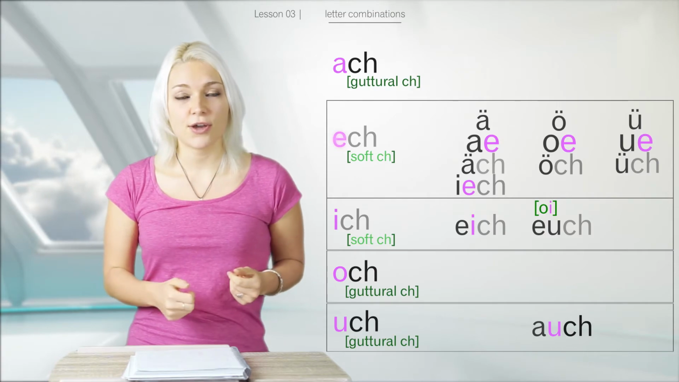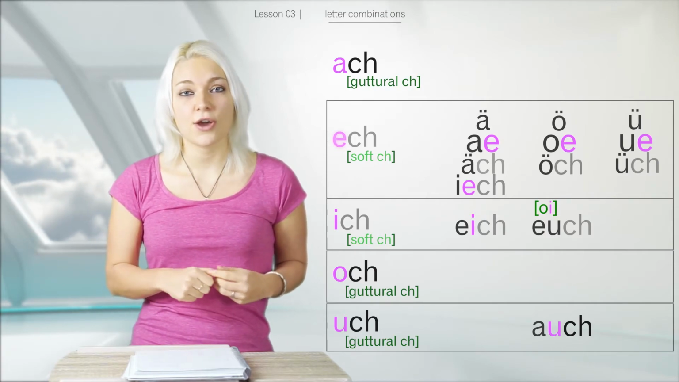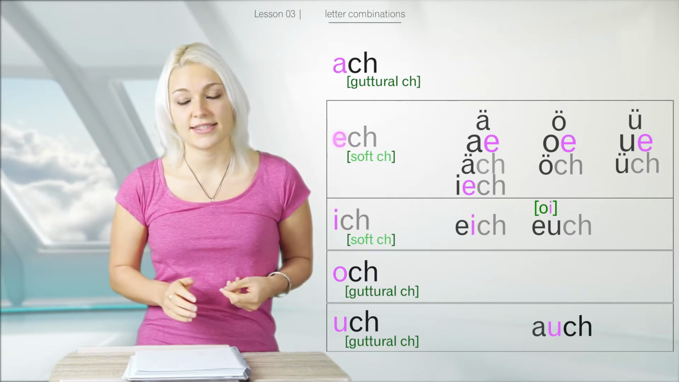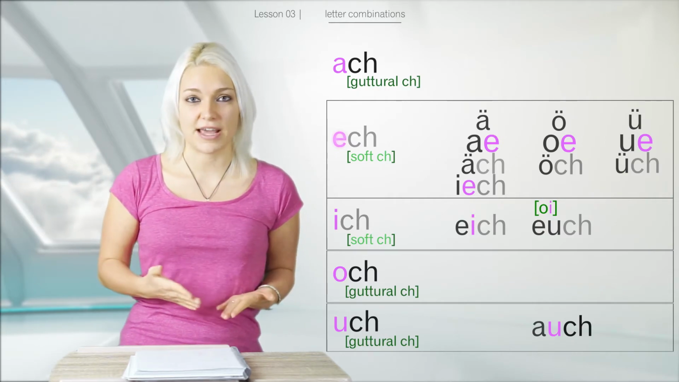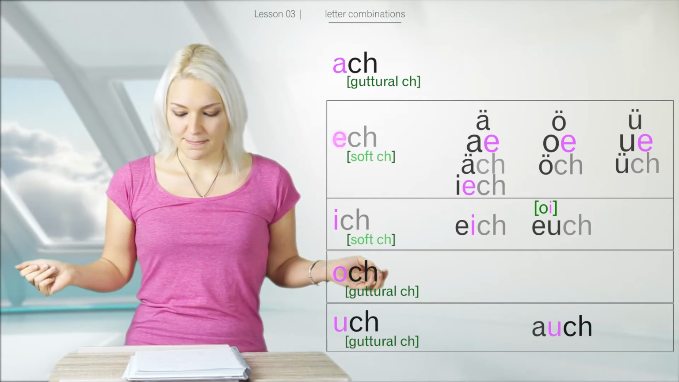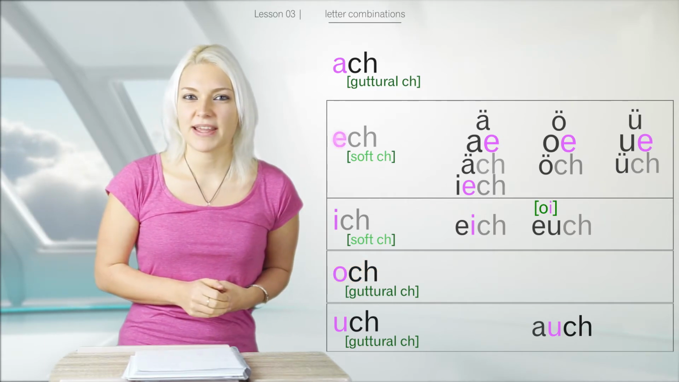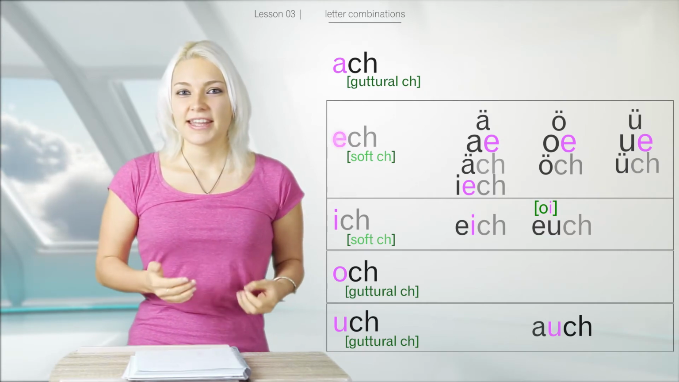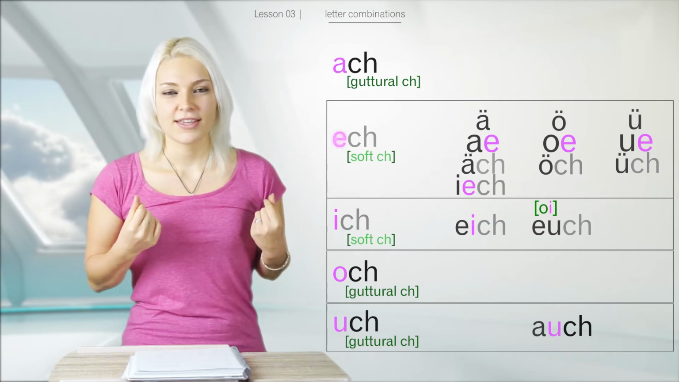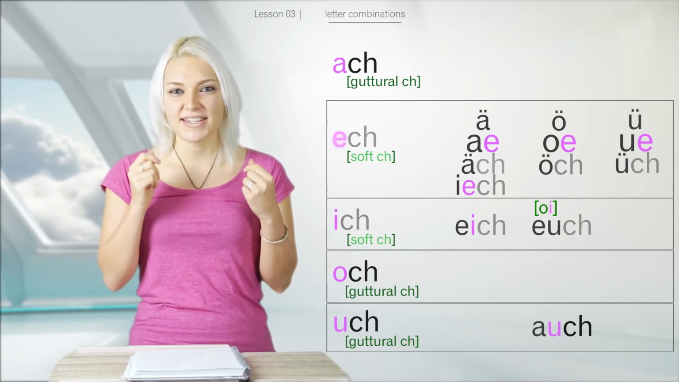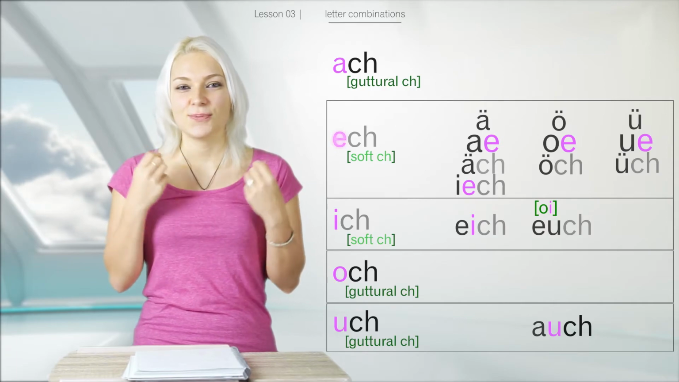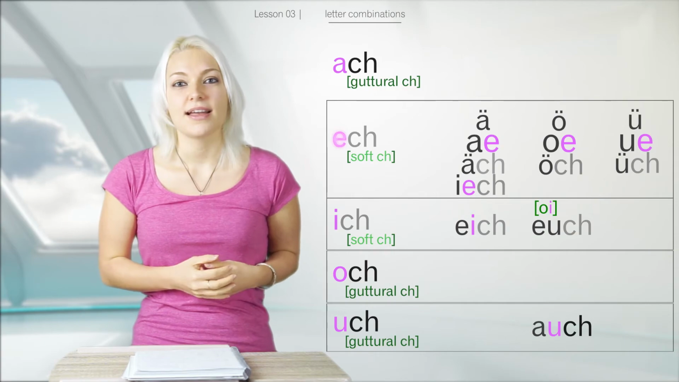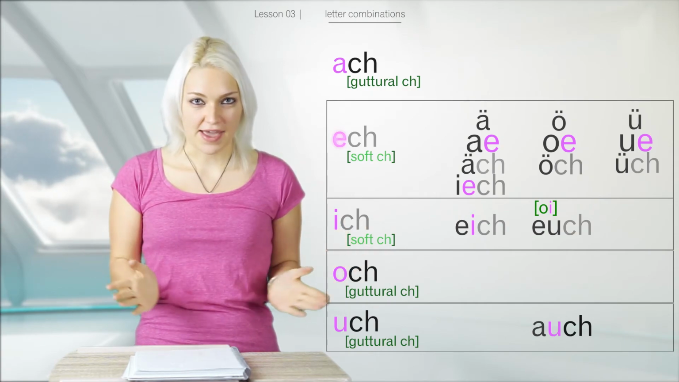So the CH is only hard after A, O, U and the combination AU. In all the other cases, it is this very, very soft sound. Okay, let me quickly try to explain how to produce that sound. What's happening in your mouth when you're doing that? You are sort of biting your own tongue. Like you push your tongue through your molars, so the back teeth, and then just let out some air.